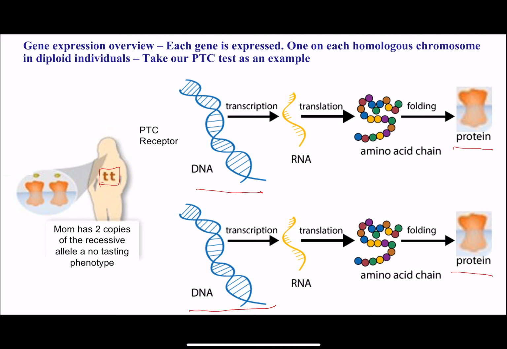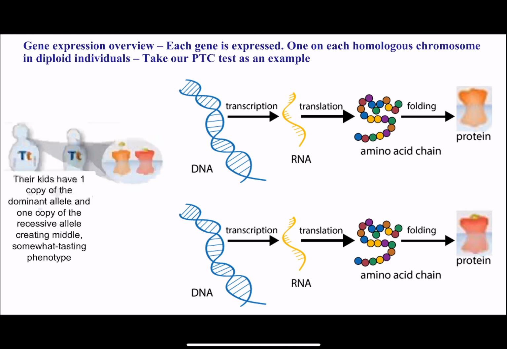If that mom and that dad have kids, let's do the cross. If we have a homozygous dominant and a homozygous recessive person being crossed here, we're going to end up with kids who are all what? Yes, heterozygotes. And so if we think about the gene expression in those kids, they have 2 copies of the gene for the PTC receptor. They have one copy that codes for a protein that can taste PTC, and they have one copy that codes for a protein that cannot taste PTC.